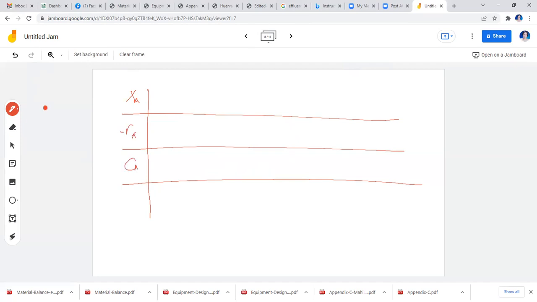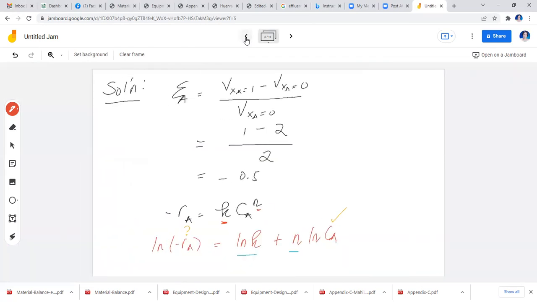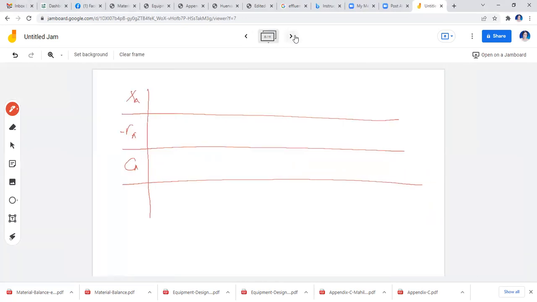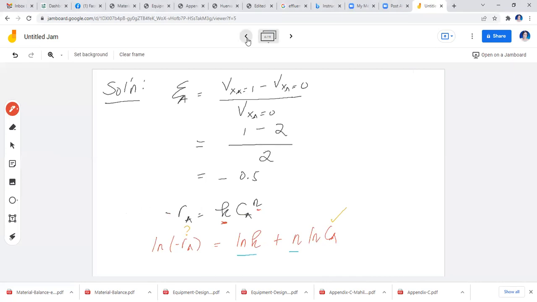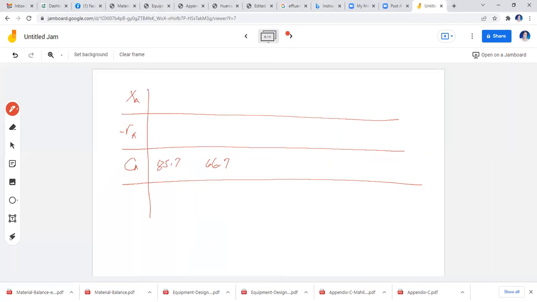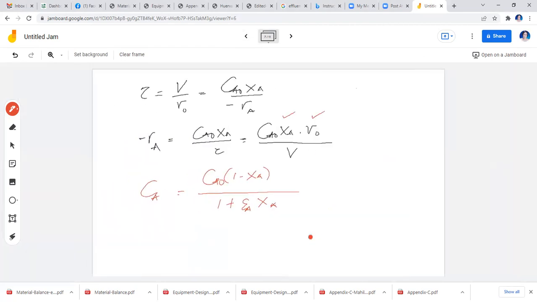So I need to find the XA. That way I can find the rate. And then of course the CA I will just copy. So in terms of the CA, we already have it in the problem. So you have 85.7, 66.7, so we'll write it here, 50 and 33.4. Okay, now we determine the XA. How do we determine the XA?